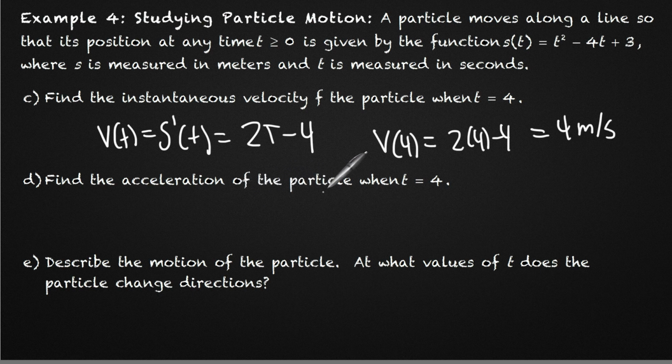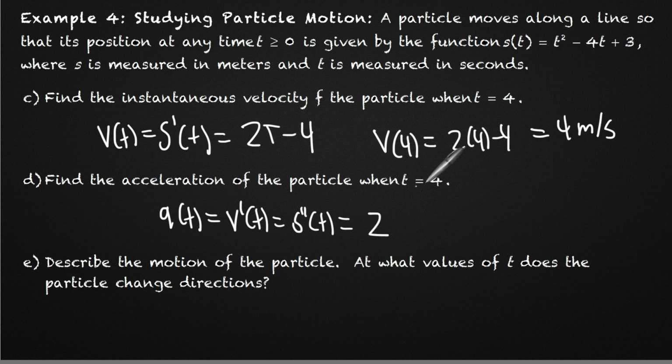Find the acceleration of the particle when t is 4. Well, acceleration is the derivative of the velocity, which is also the second derivative of the position. So if we take the derivative of our velocity, we get 2, which means no matter what time the particle is in its flight, the acceleration is going to be constant at 2.